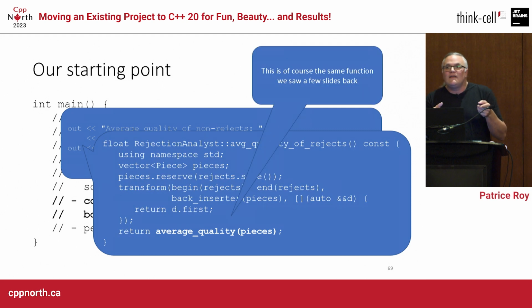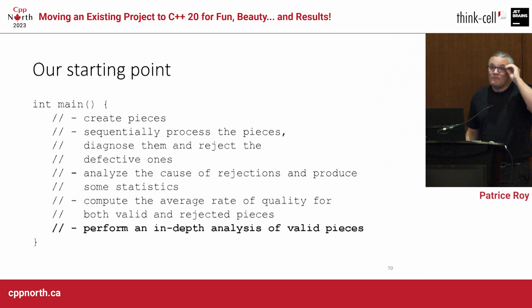All of these things involve creating intermediate containers, which involves allocation and copies. That's annoying, but we've been doing it like that for years. That seems natural to us, but we're paying for something there. Okay. And then I have to do some in-depth analysis.